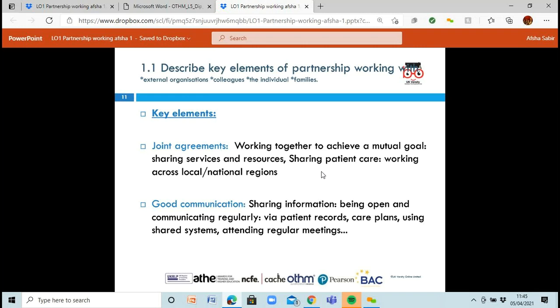Another key element is good communication, and this is with everything, to be honest. Share your information. Be open, communicate, make sure you're getting in touch regularly. It might be via patient records, you might have care plans, so you don't physically have to talk to each other, just make sure you update your systems. You might even want shared systems and so on, so it goes without saying, to be honest.